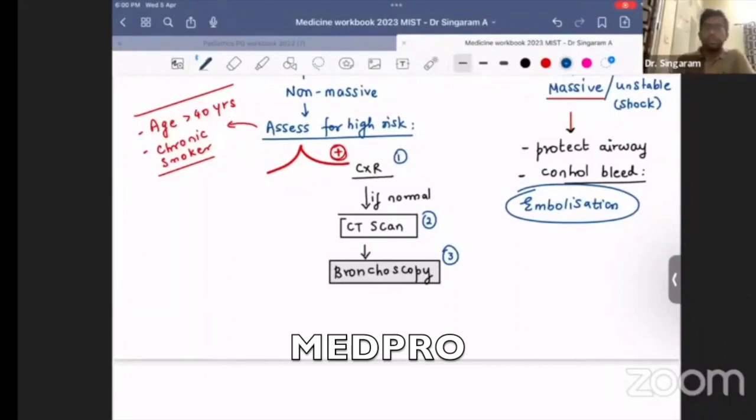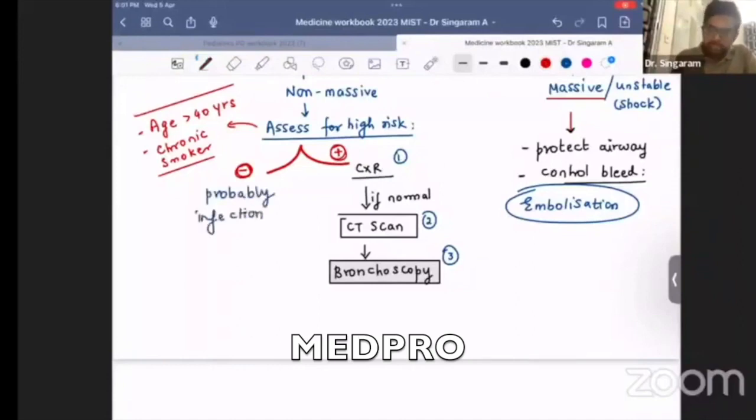Are you able to understand what I'm trying to say? Right. If there are no risk factors, think of a 30-year-old patient who is not a smoker. Then what can you do? This is probably not a cancer. You don't need to do the X-ray, CT scanning and all. Please write it: it could probably be an infection.